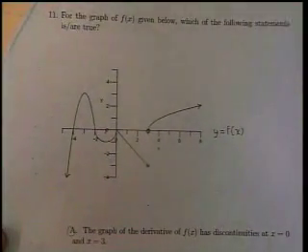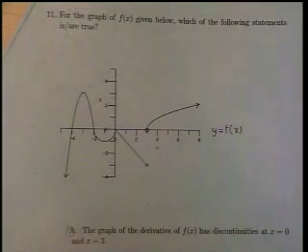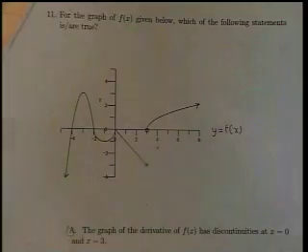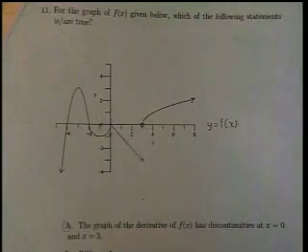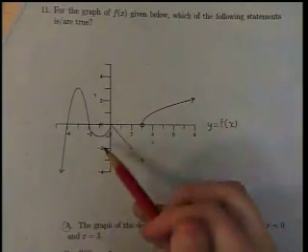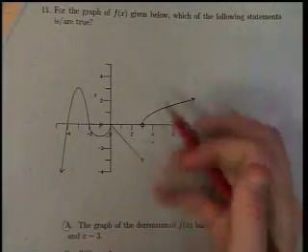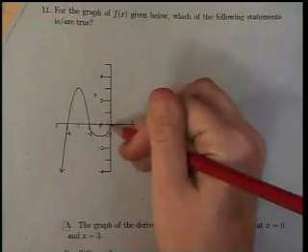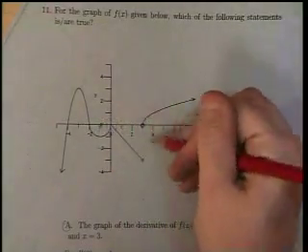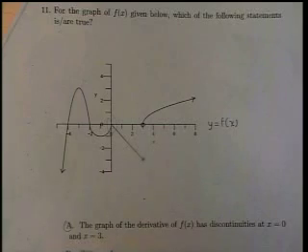There, that's pretty clear. And it wants us to say which of the following statements is or are true. And I'm going to grab a pencil so I can point. The first statement says the graph of the derivative of this function has discontinuities at x equals 0 and x equals 3. And we know that is true because look here, we've got a cusp here at 0, and then we've got a jump discontinuity at 3.